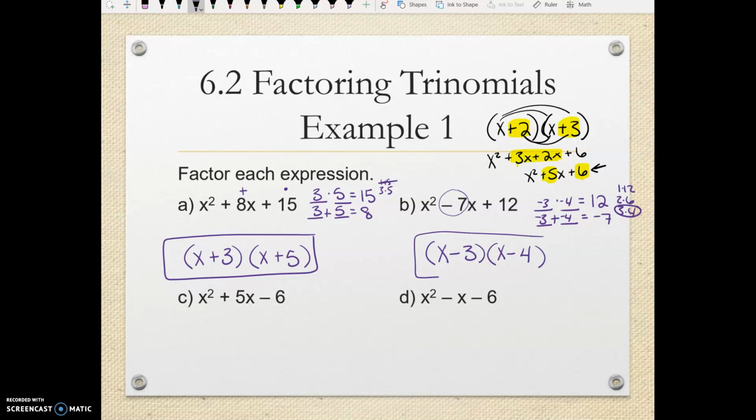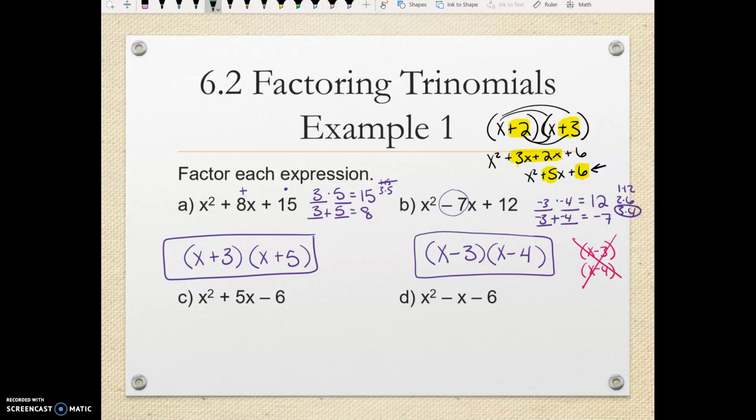Now you can write these parentheses in any order. This could also be x minus 4 times x minus 3. That's absolutely correct. The first one could be x plus 5 times x plus 3. The only thing that you cannot do is stack them. If you stack the two sets of parentheses, that is not mathematically correct. We are factoring this back to the multiplication of binomials. We are not just stacking the stuff that we get. We're factoring this back into the multiplication of binomials.